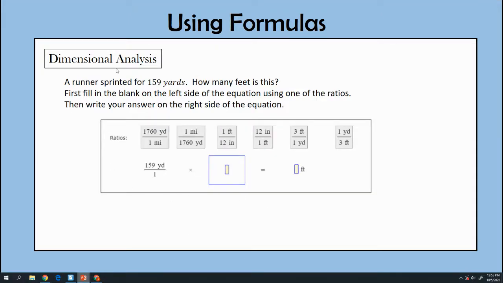Okay, let's take a look at another one. A runner sprinted 159 yards. How many feet is this? So we're starting with yards. And we want to get to feet. So I'm looking for a ratio that is feet over yards so I can cancel my yards.